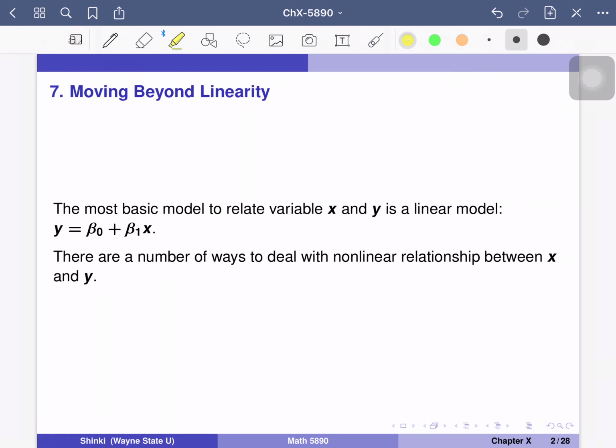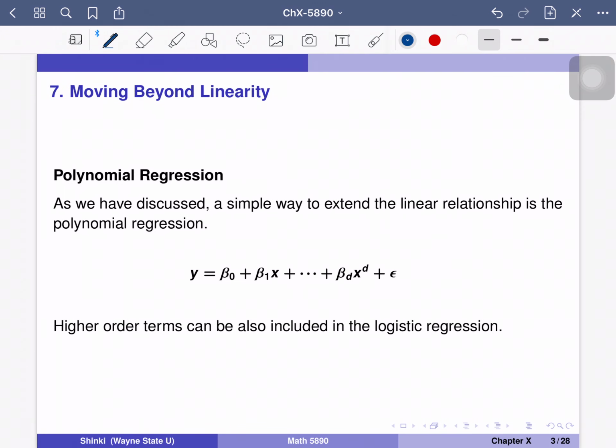Okay, so think about the most basic model to relate variables x and y. That is the linear model: y is equal to beta naught plus beta 1 x plus epsilon. And there are a number of ways to deal with nonlinear relationships beyond this. The first example is polynomial regression.